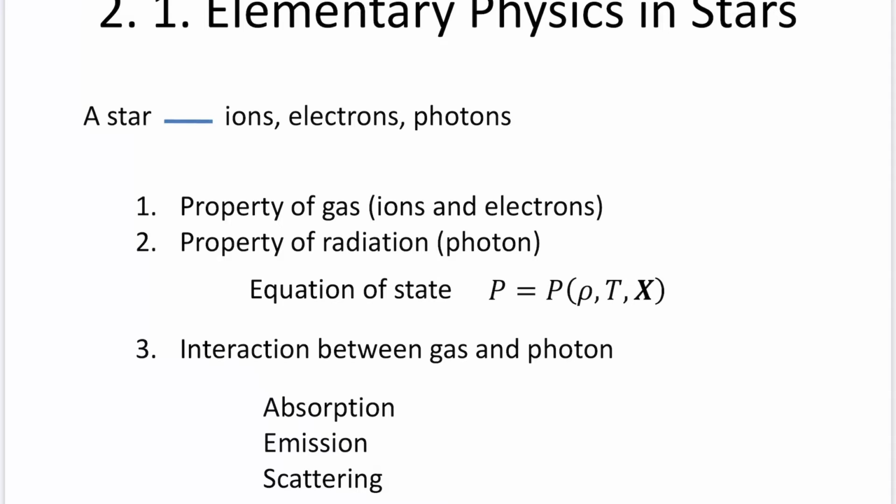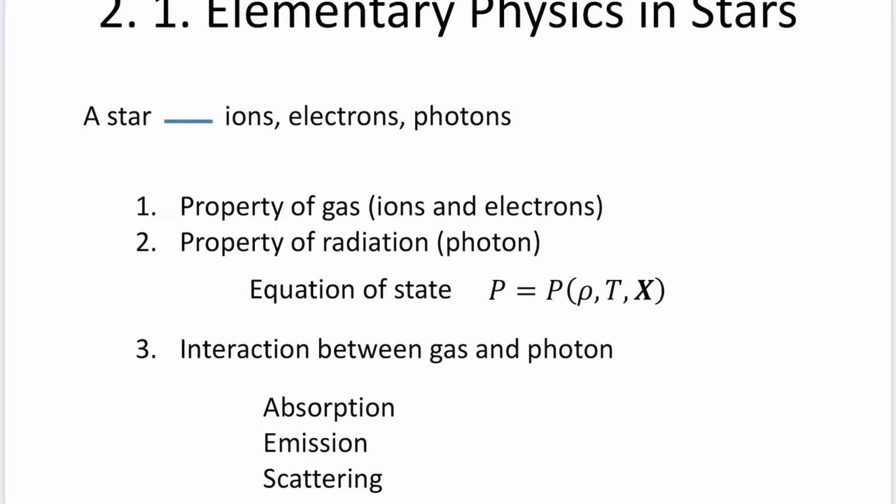A star is composed of a number of ions, electrons, and photons. As we estimate, the average temperature of a star is high enough to remove electrons from atoms. We have to consider the ions, electrons, and photons. We need to be familiar with the properties of ions and electrons, and also the photons. Light is another important element that forms our stars.